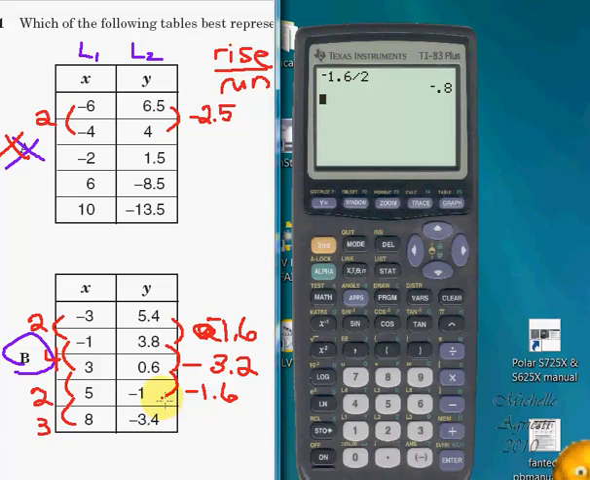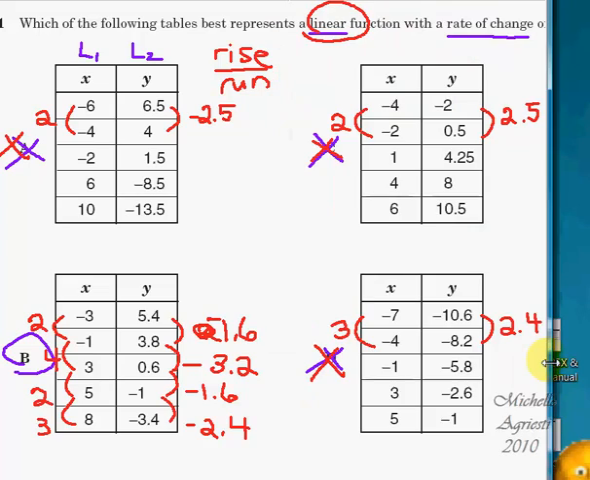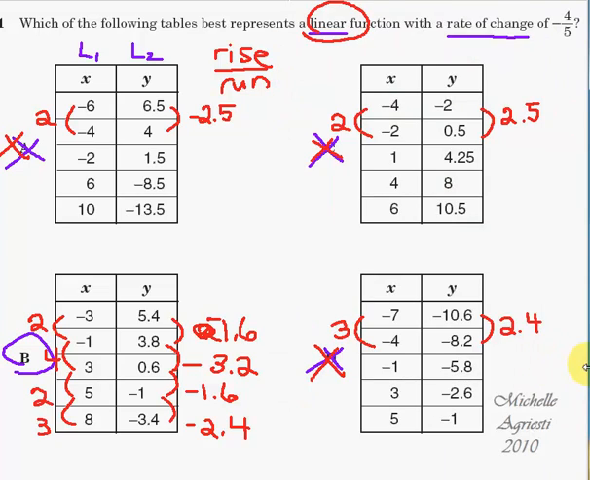My last one, my run is 3. Tired. And my rise is -2.4. So -2.4 divided by 3, same slope. So, 2 ways we can do it. Calculator's nice and easy if you can remember. You can also do it by hand.